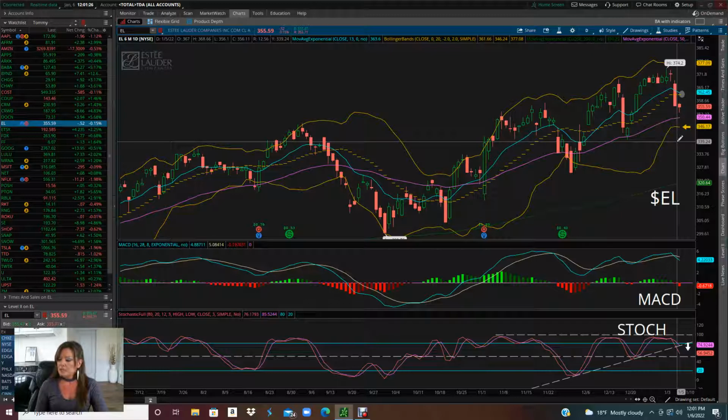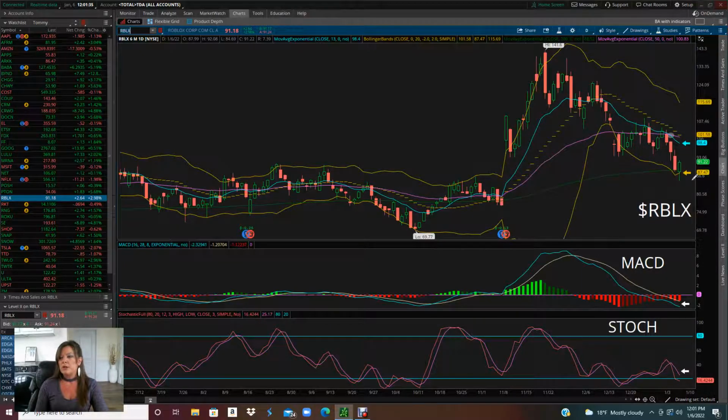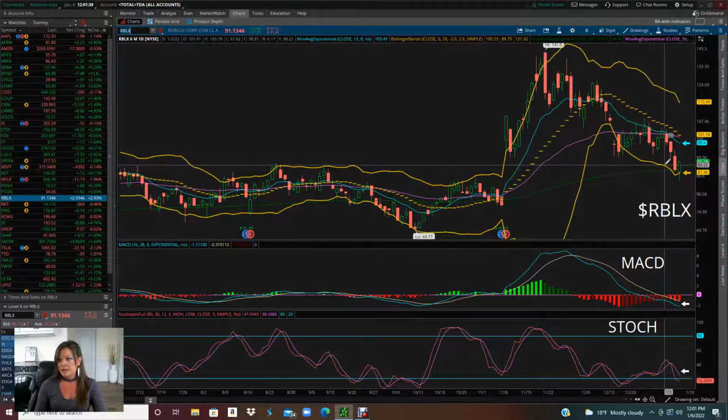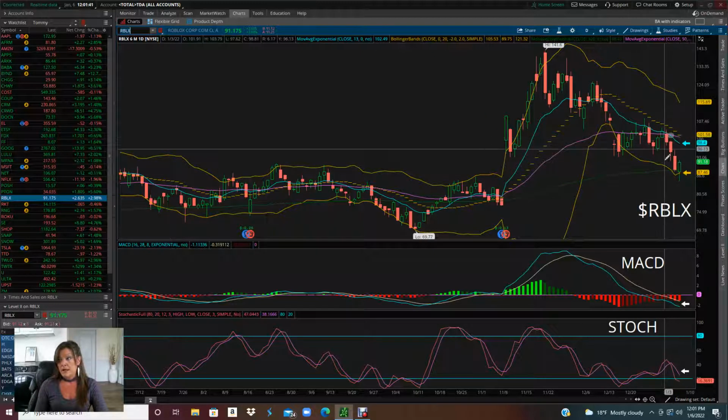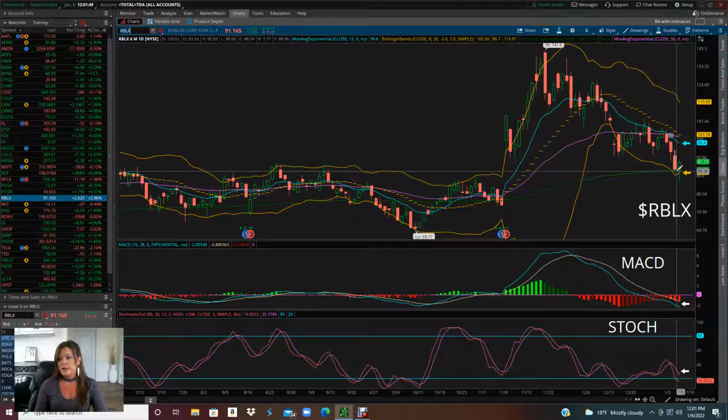And then I have Roblox. I feel like it shut the trapdoor. Look, the trapdoor started opening again. It kind of started opening on Monday. Tuesday, there it is. See, it's pointing downward. Yesterday definitely showed. And then today, look at this green hammer, recapturing the 200 EMA. It's like it closed it.